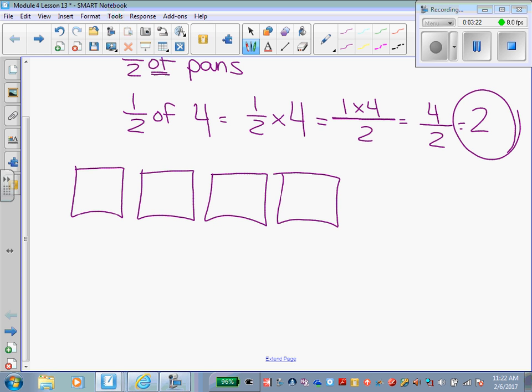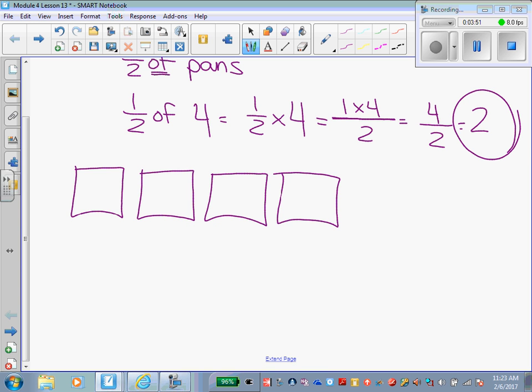What fraction would be 1 pan of brownies? 1/4. Okay, so we can look at this picture. We always start off with a super easy problem. 1/4 would be 1 pan. 2/4 would be 2 pans or 1/2. 3/4 would be 3 pans, and 4/4 would be 4 pans, all of the pans.